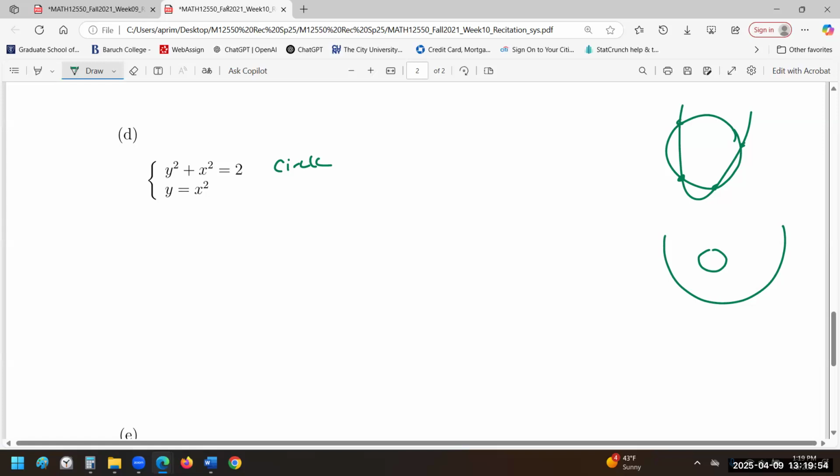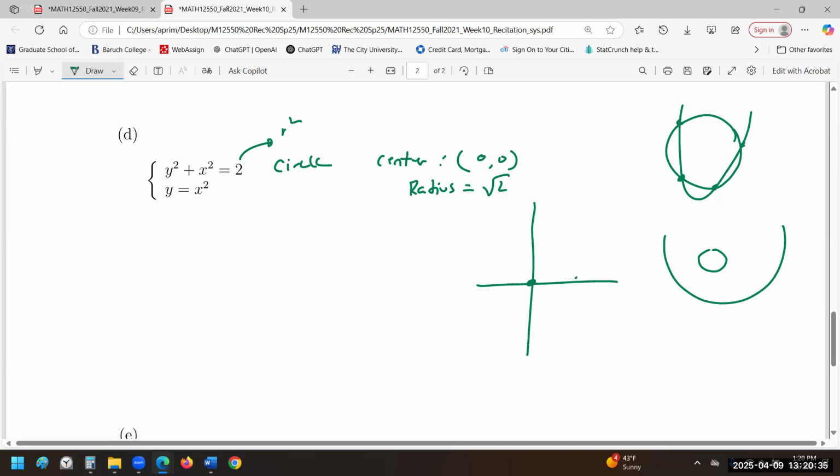For the first one, you have a circle. And what is the center of the circle? 0, 0. Because x and y don't have any number next to them. If you have a number next to them, then our center is at that point. So we have a circle, center at 0, 0. And what is our radius? Square root of 2. Whatever you have here is r squared, so r is the square root of that. Square root of 2 is 1.4, right?